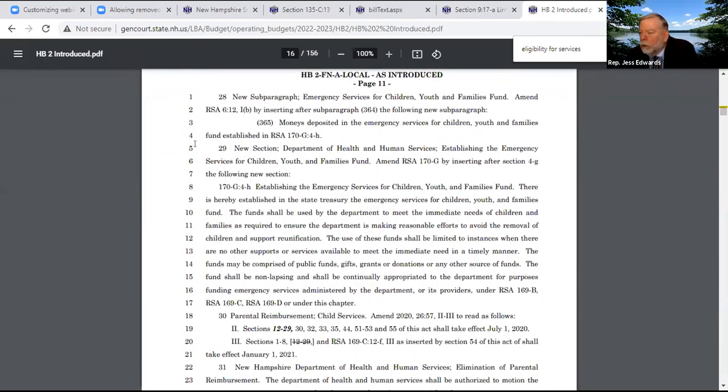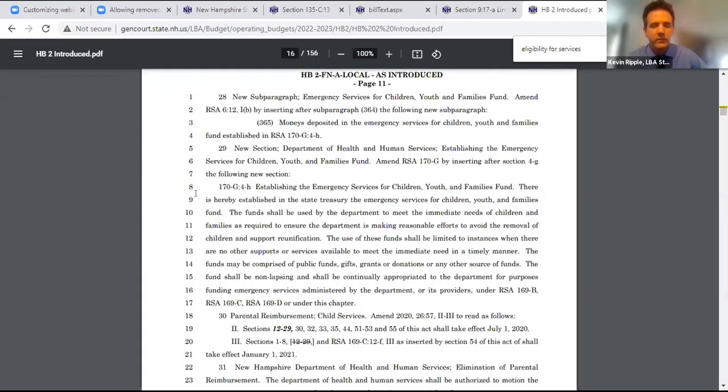So I have a question for you, and this is more about formatting. I noticed that HB2 has had the standard use of bolding of new language, and that's really great because it helps you track changes. Section 28 and 29, they say new subparagraph and new section, but they don't have the bold. And I'm just curious what the rules are, so of consistency, so that I know how to really look at this and read it.